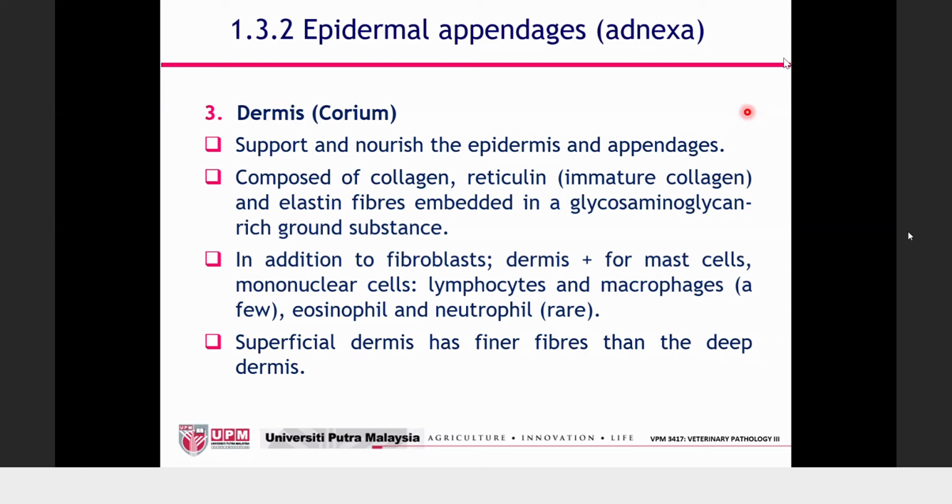Anyone? Yes? Allergy. Allergy, I would say what? Inflammation. No, inflammation can be any type of inflammatory cells. But if you see a lot of mast cells, numerous mast cells in the skin, what should come into mind? Infection. No. Have you guys heard about mast cell tumor?